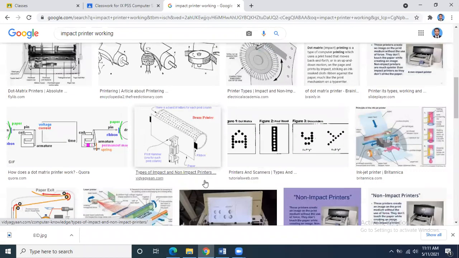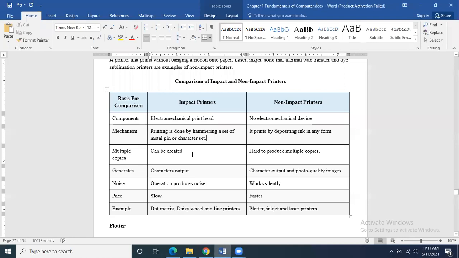So what is basically the mechanism? The mechanism is the physical striking mechanism, the hammering mechanism. But in non-impact printers, there is no hammer mechanism. There is basically a depositing ink mechanism. Ink will stick over there because of the difference of charge, and the printout will be done.